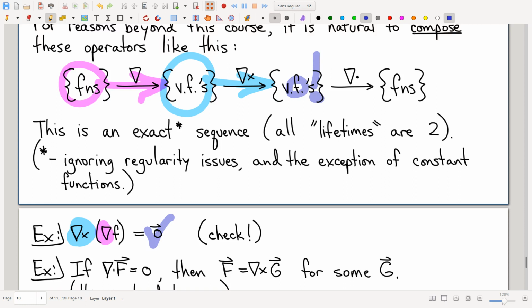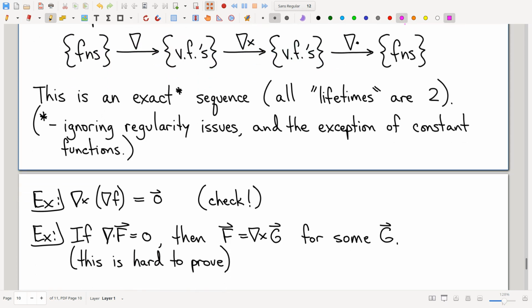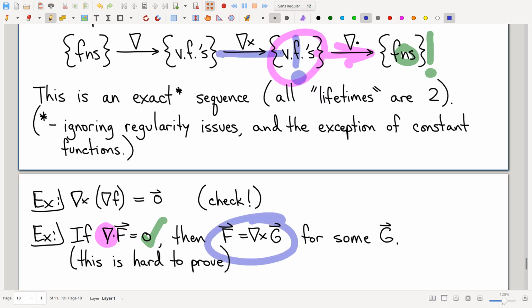Okay, here's another version of the lifetime of 2. If you have a vector field whose divergence is 0, so you take the divergence of that vector field, and if you get 0, then it follows from that that vector field is the curl of something else.